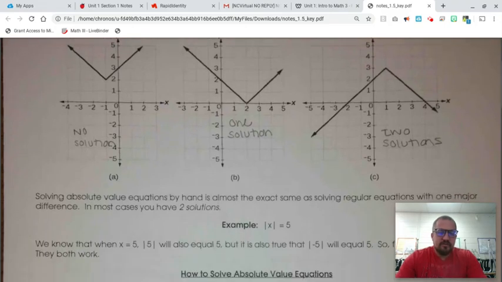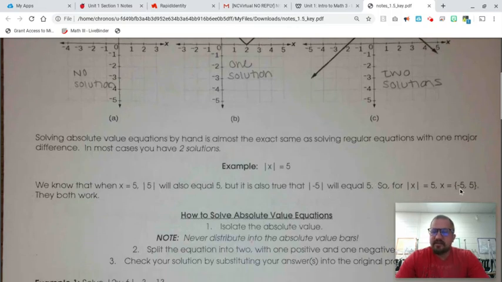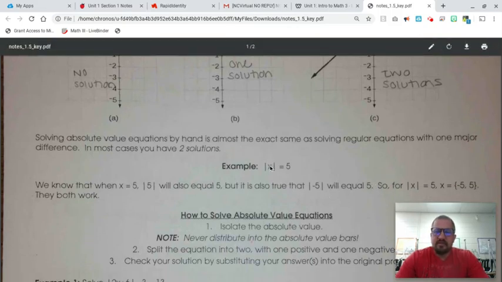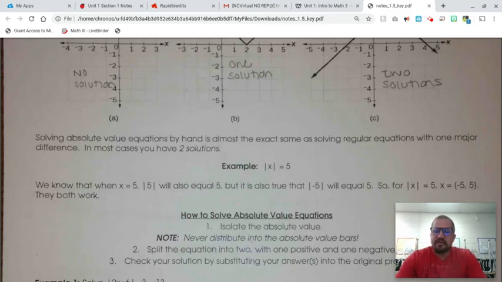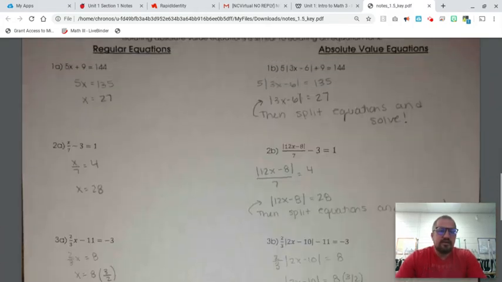And if you solve an absolute value equation by hand, if the absolute value of x equals 5, we would basically just split that up and say the answer is -5 and +5. Because if you put -5 in there and take the absolute value of it, it gives you +5. If you put +5 in there and take the absolute value of it, it also gives you +5. So let's go to your next examples.